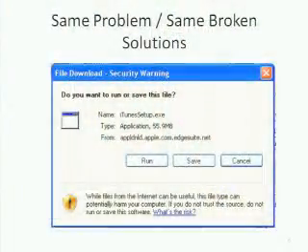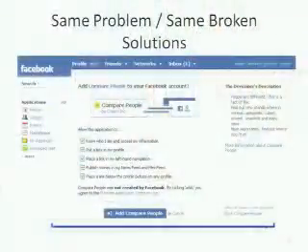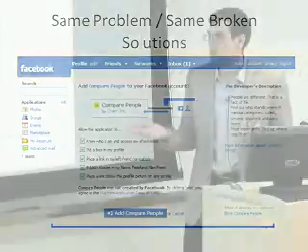This is the way we used to solve the malware problem on our desktop. Obviously, this isn't really working. And Facebook has the same thing on their server. You just have to authorize this application to use your data. But of course, this is not a very easy decision for a lot of people to make.